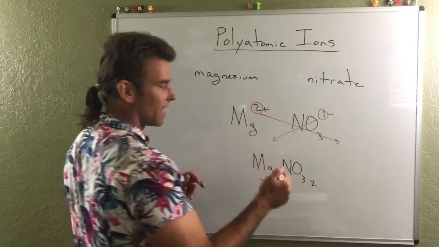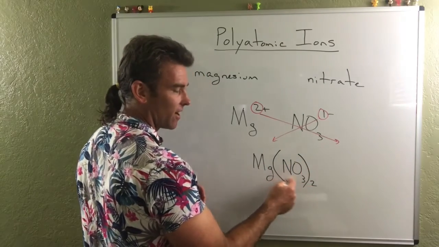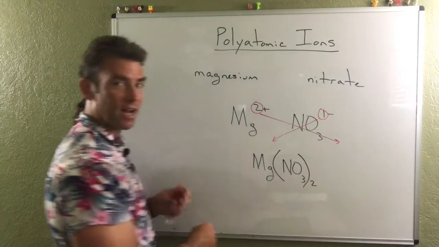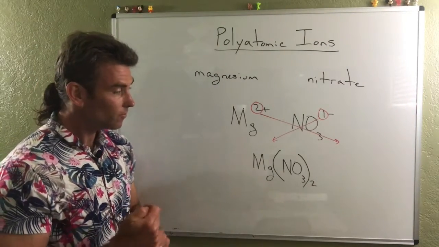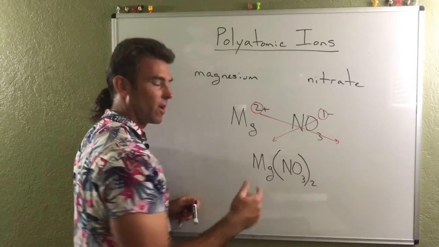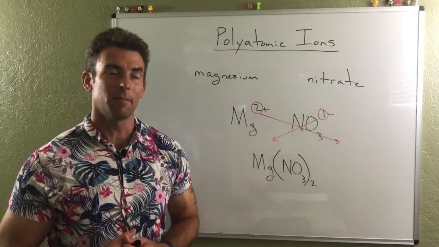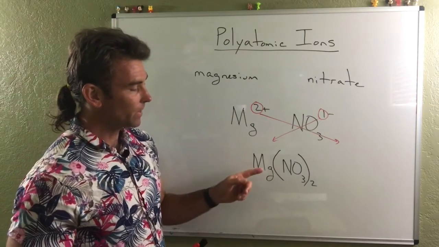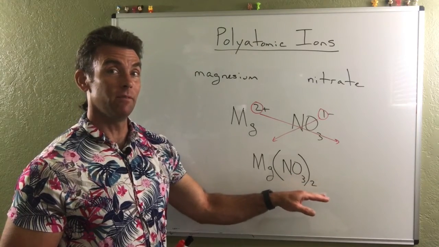No. What it's telling me is that I need to take this entire thing, that entire NO3, and double it, right? I need 2 of them, 2 1- charges, in other words. And so what we see here is the use of parentheses. If you see parentheses, it's almost always the case that you involve some sort of polyatomic ion. And by the way, if there was only 1 there, you would leave the parentheses off.